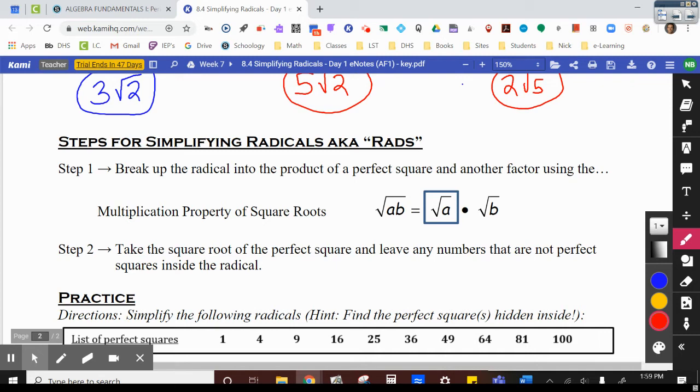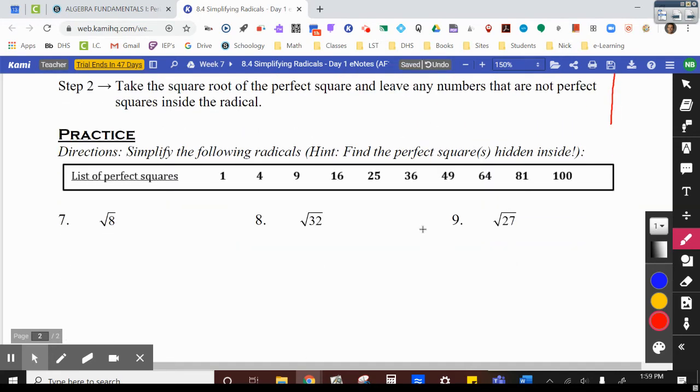All right, and then step 2 is to simply take the square root of the perfect square and leave any numbers that are not perfect squares inside the radicals. So any numbers that are not perfect squares just simply stay inside the radical. Here we want to do some practice problems together, and then there'll be a practice worksheet for you to do after this.